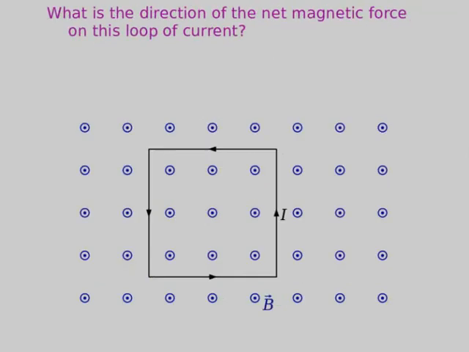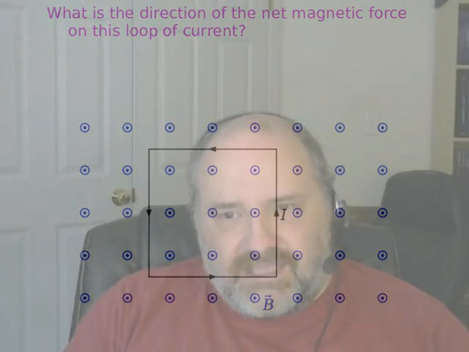Well, so let's think about this. What is the direction of the net magnetic force on this loop of current? How do you figure that out? Well, we're going to use IL cross B, but you've got four legs of the current that you have to think about. All right, well, so let's start with the right leg.